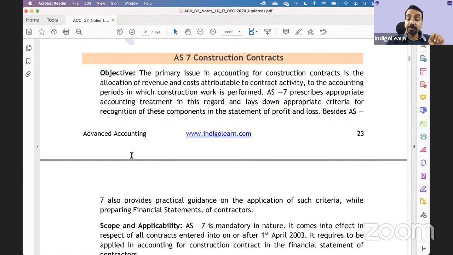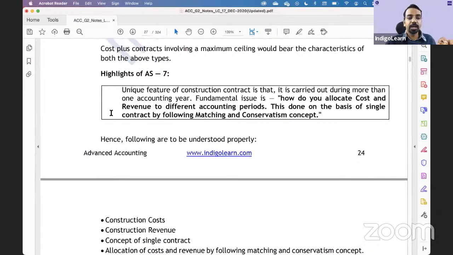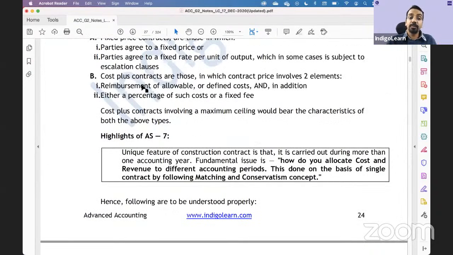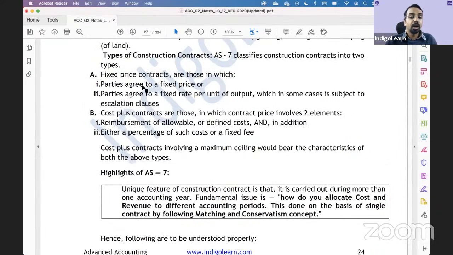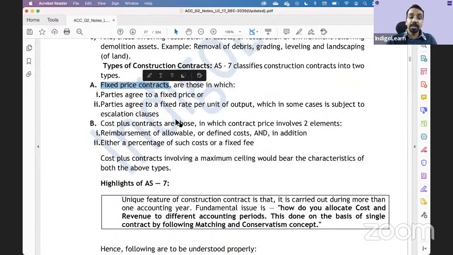But yes, some specific aspects that I want to highlight here is there could be a fixed price contract where there is a fixed price fixed in the contract, or there could be a cost plus contract where you have defined the cost. Over and above the cost, you will get some margin, right? So let us say 100 is the cost, 20% margin, 120 will be the revenue. So there could be a fixed price contract and there could be a cost plus contract.